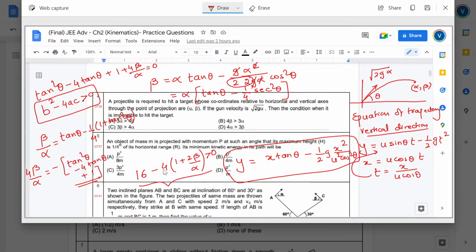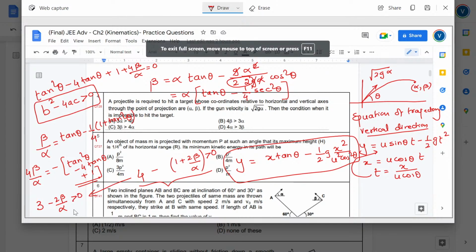Okay, so what do we get? So we get this. So that means 3. So I'm just going to write it here. So 3 minus 2 beta by, or 6 beta by, no sorry, 2 beta by alpha is, so here also, won't it be 4 beta by alpha?